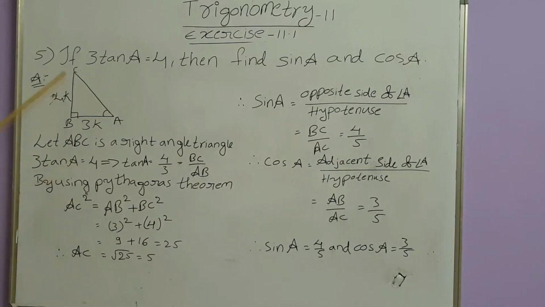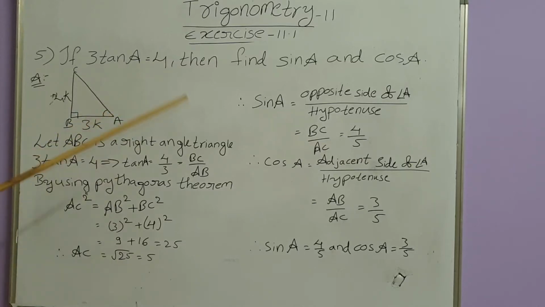Now, we have two values of two sides. Now, we find another side by using Pythagoras theorem. AC square is equal to AB square plus BC square. Here, AB value is 3 square plus BC value is 4 square. 3 3s are 9 plus 4 4s are 16. 9 plus 16 is 25. Here AC square value is 25. AC is equal to root of 25. AC is 5. AC value is 5.